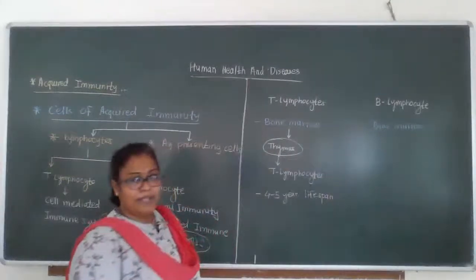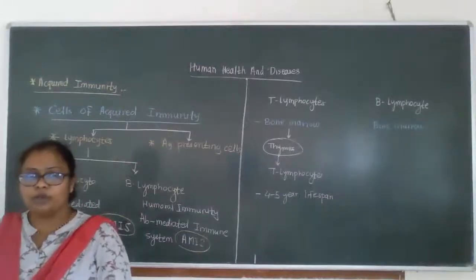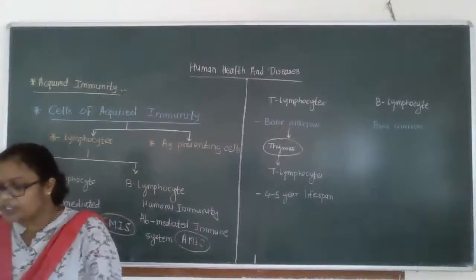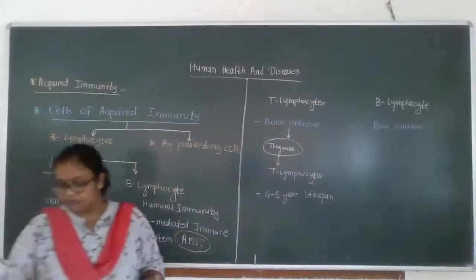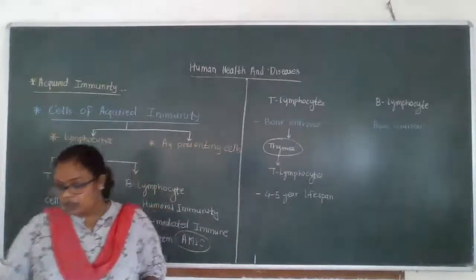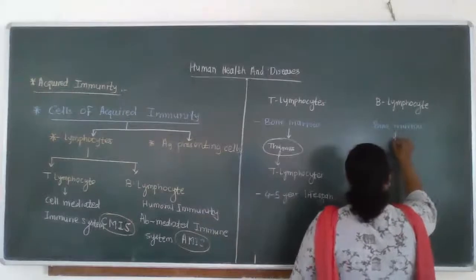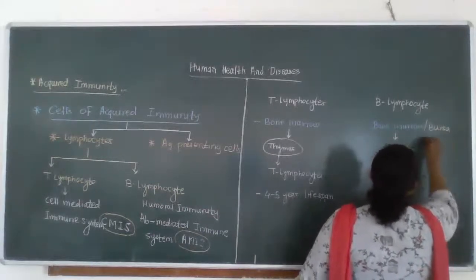While B lymphocyte cells which get formed in the bone marrow get matured in the bone marrow itself. Especially in birds, they mature in the bursa, the bursa of Fabricius. Formed in the bone marrow or the bursa of Fabricius.